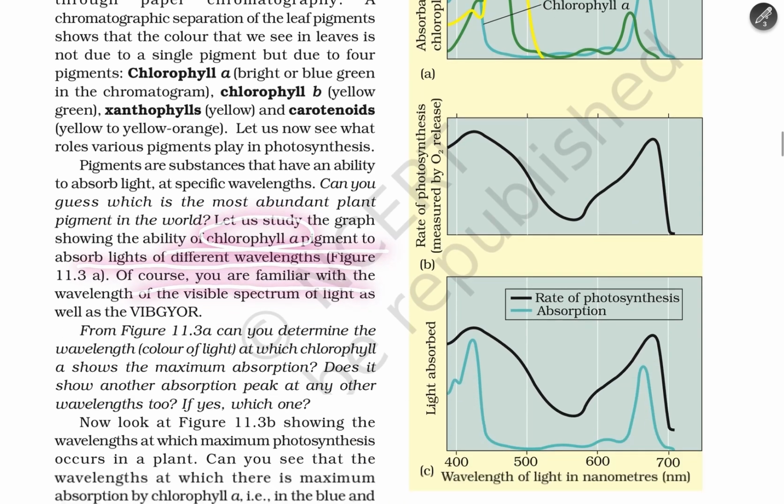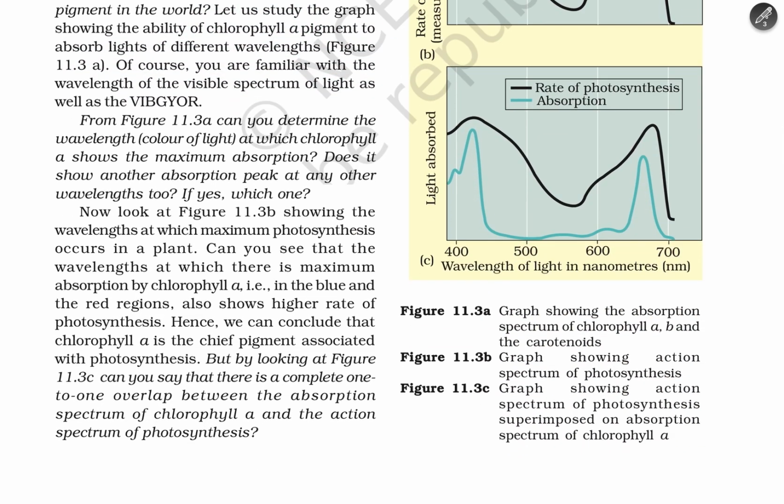Of course, you are familiar with the wavelengths of the visible spectrum of light, such as VIBGYOR. In figure 11.a, you can determine the wavelength of light at which chlorophyll a shows maximum absorption. Does it show another absorption peak at any other wavelength too? If yes, which one? Look at the figure showing the wavelengths at which maximum photosynthesis occurs in a plant. Can you see that the wavelengths at which there is maximum absorption by chlorophyll a, in the blue and red region, also show a higher rate of photosynthesis?